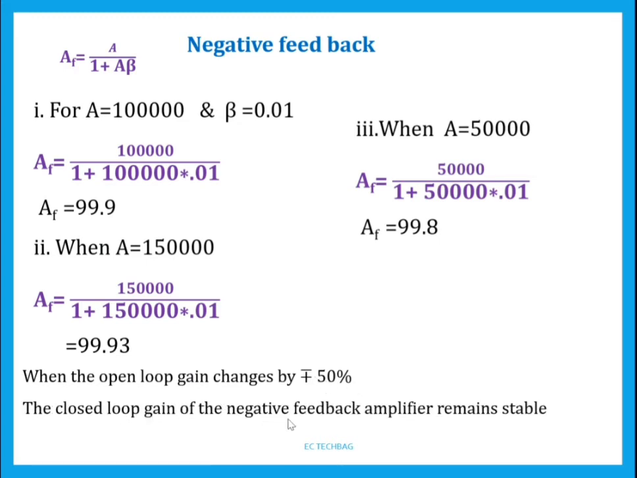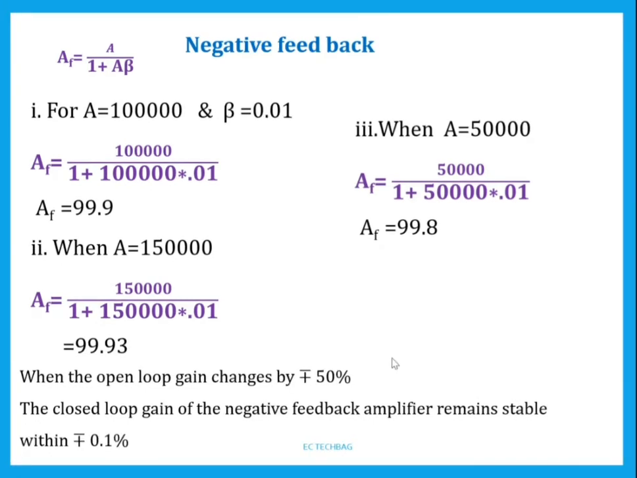Here the open loop gain changes by plus or minus 50%. The closed loop gain of the negative feedback amplifier remains almost stable because there is no drastic change in the closed loop gain, even though there is a plus or minus 50% change in the open loop gain. Next, we will list the reason why we prefer negative feedback.